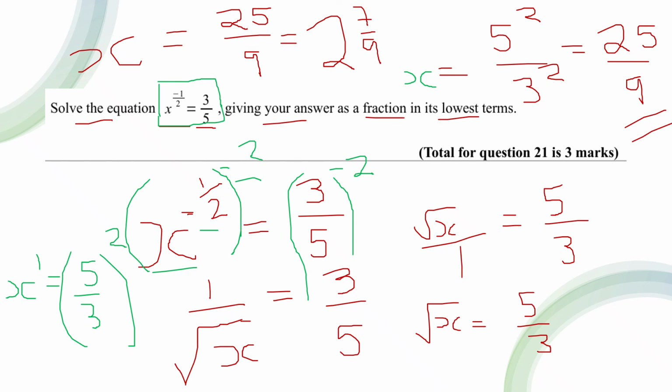And obviously x to the power of 1 here is just equal to x, because any number to the power of 1 is just itself. Conversely, any number divided by 1 is just itself. So x equals 5/3 all squared, which is 25/9.